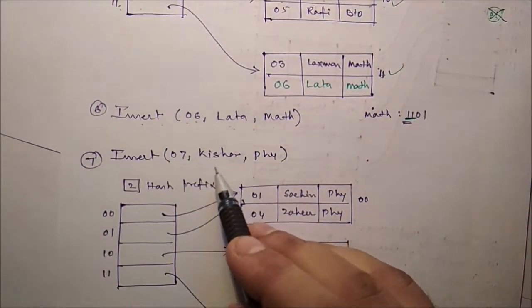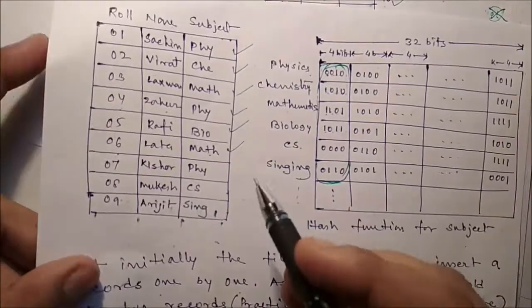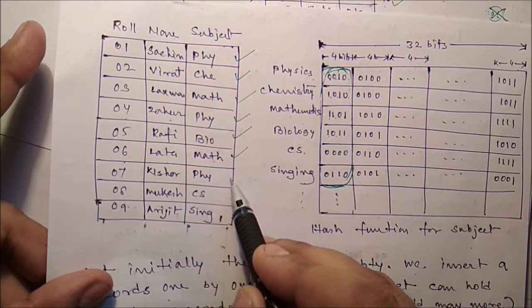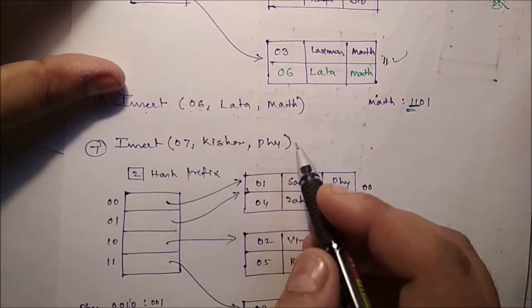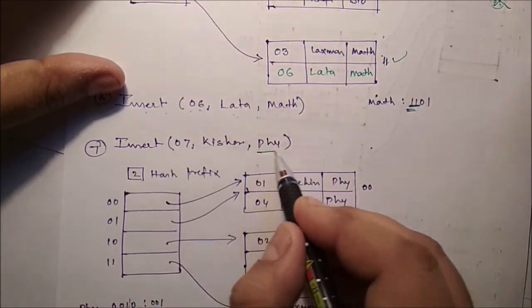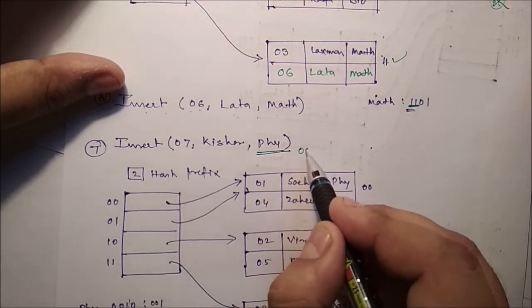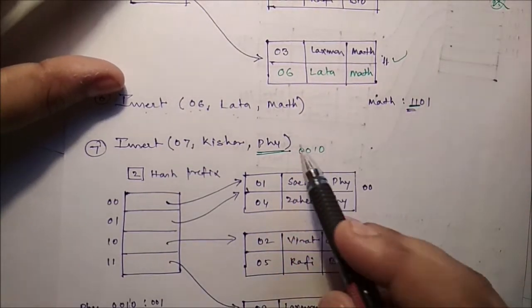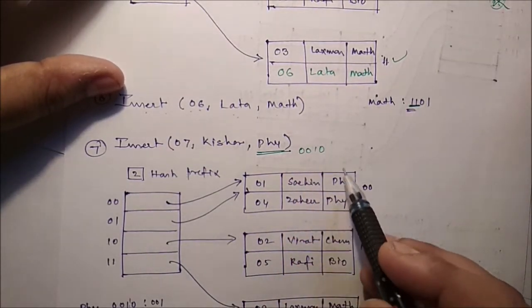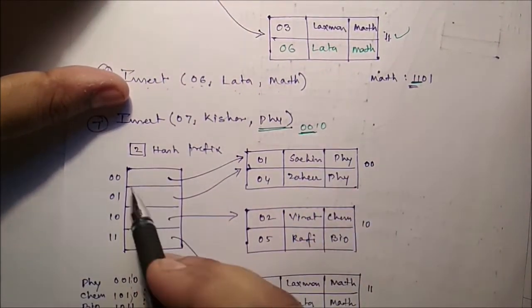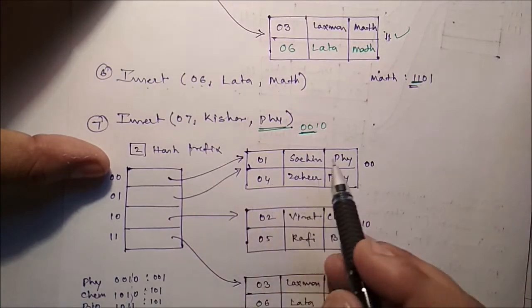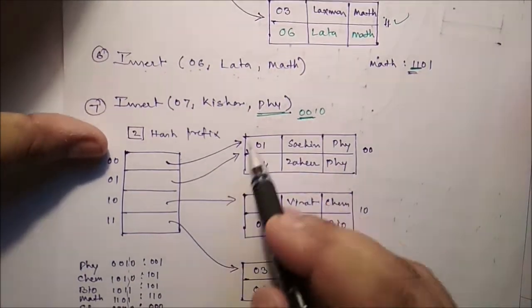Okay, now the next data is what? Insert roll number 7 Kishore physics. Now you just see for physics, the first four digits are what? It is 0 0 1 0. That means physics is already present. Now the first two digits are 0 0, and if you see this bucket, it is full.